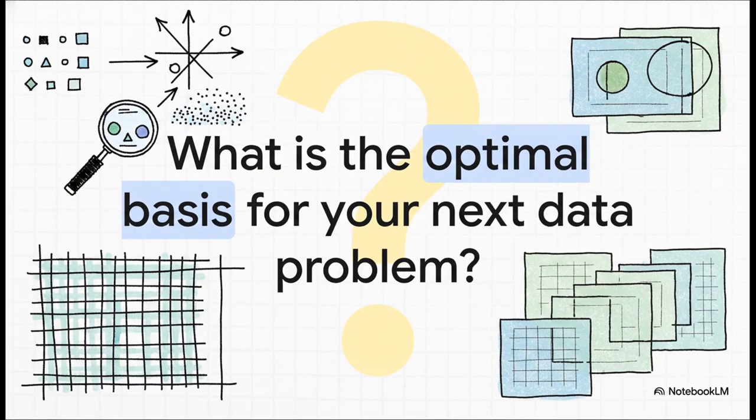I want to leave you with this final thought today. When you hear massive buzzwords like principal components analysis, feature extraction, or image compression, just know that they aren't some sort of dark magic. In applied linear algebra and machine learning, a huge part of the job is literally just searching for the optimal set of basis vectors to describe complex data. So I have to ask you, what is the optimal basis for your next data problem?